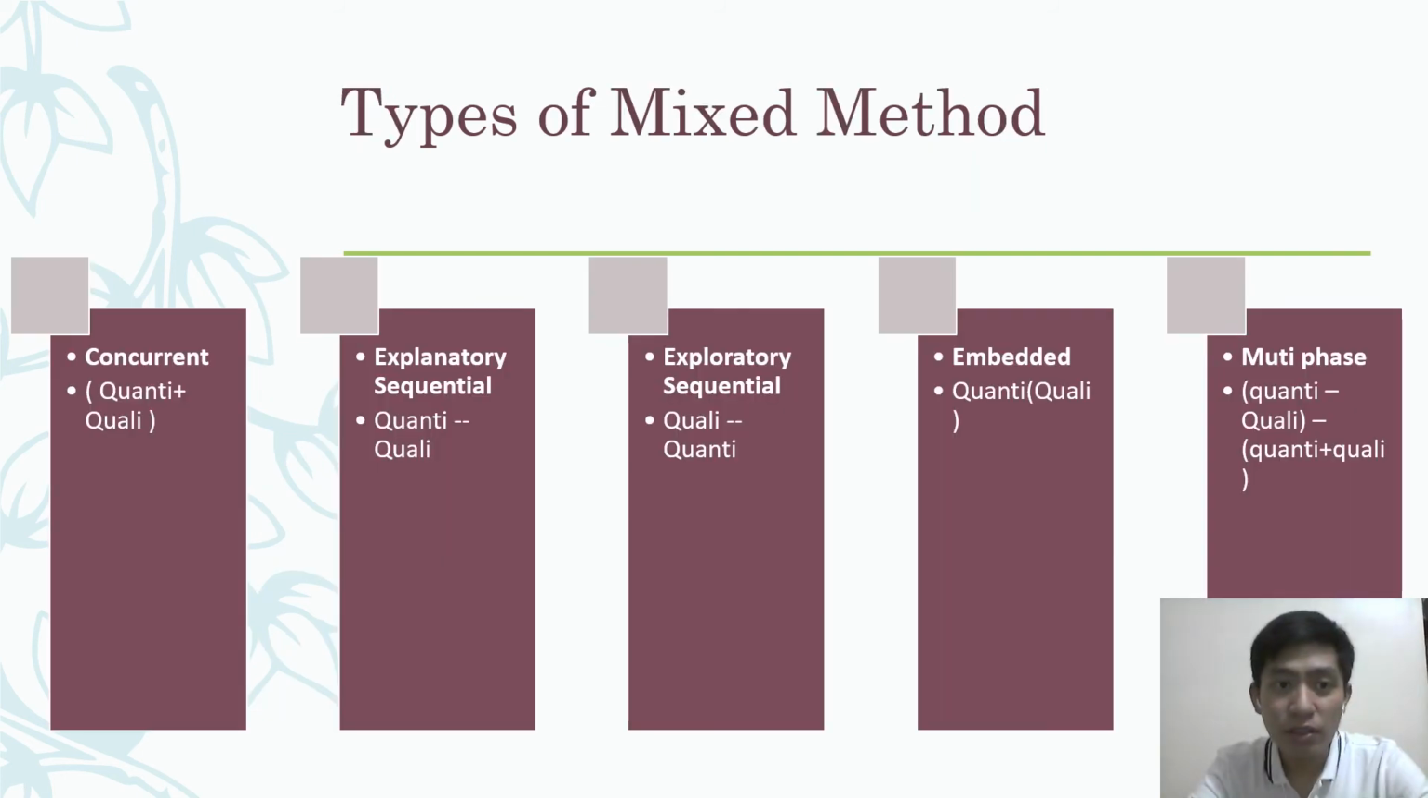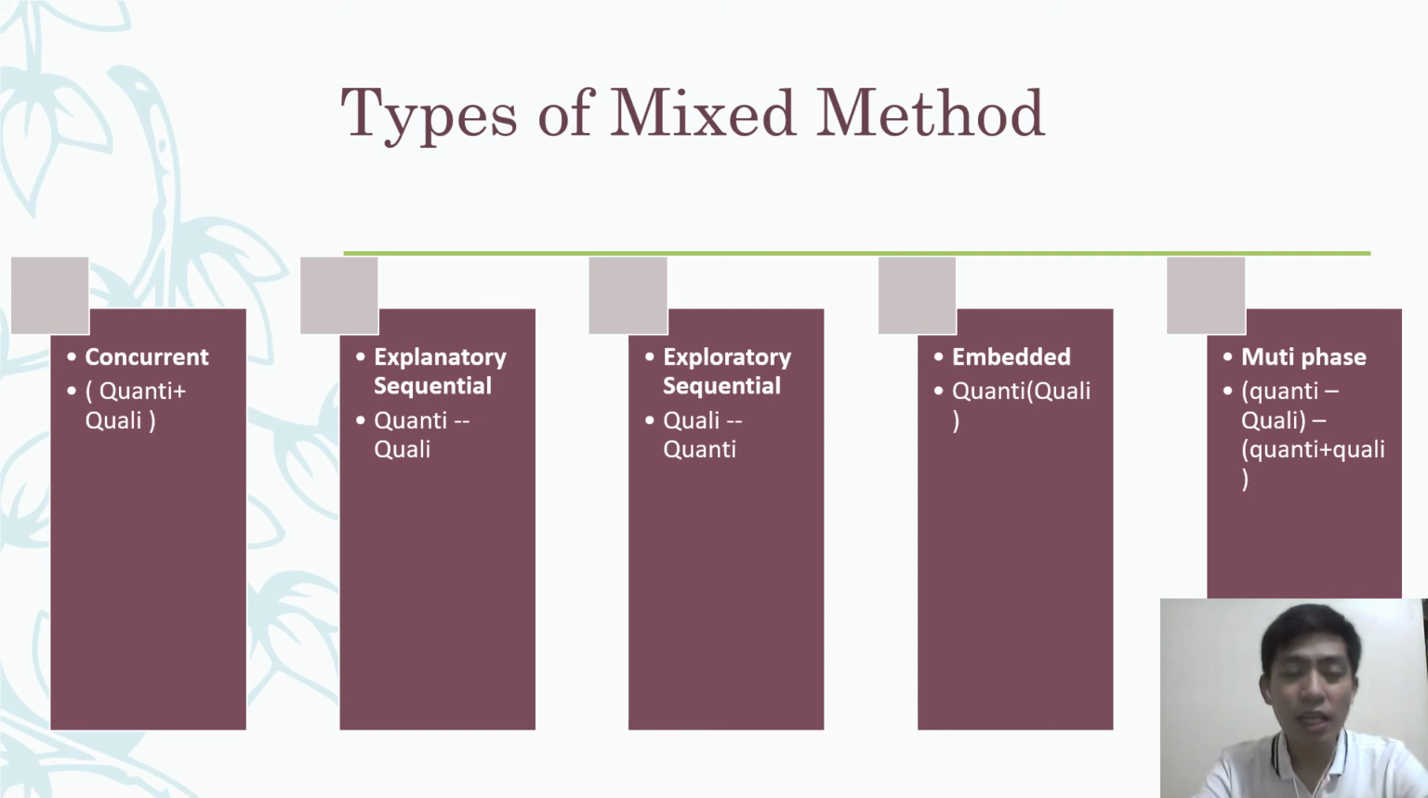These are the types of mixed method. First is the concurrent. Concurrent is quanti plus quali, simultaneous. How can we do it? We can disseminate a questionnaire, and on the latter part of your questionnaire have open-ended questions. So that's the concurrent method.